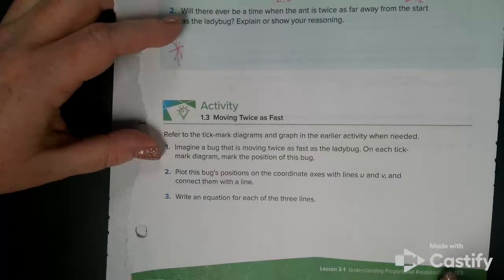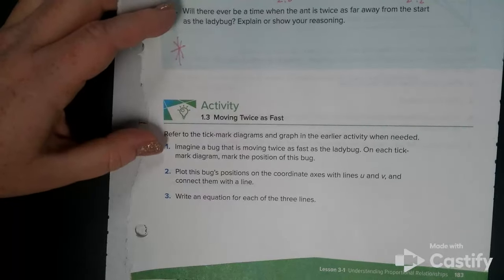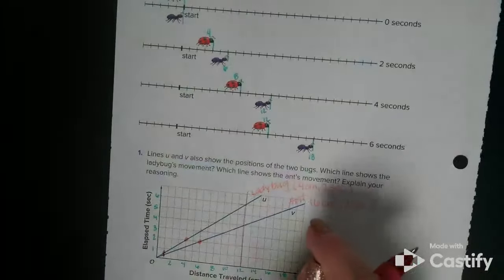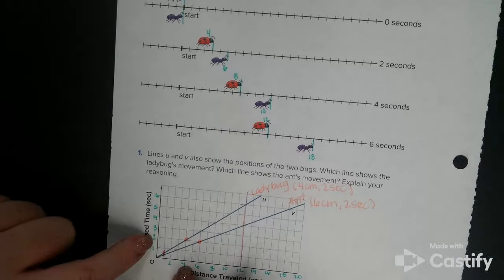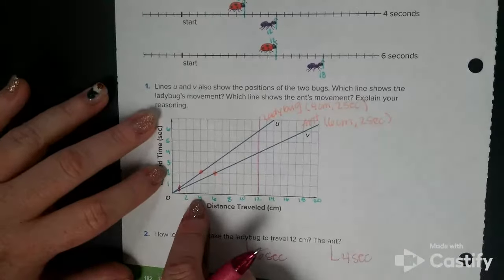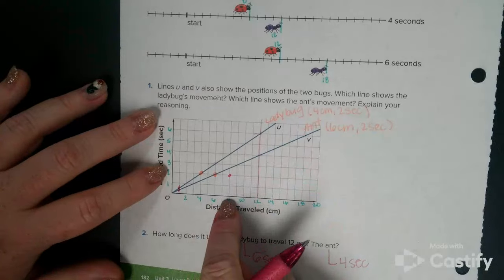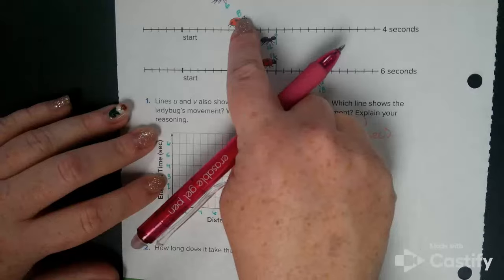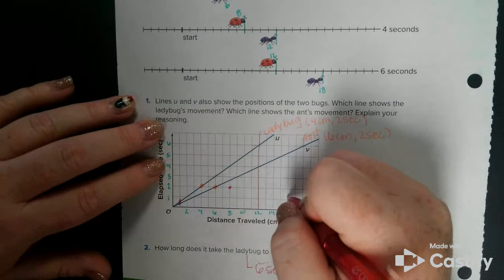Okay. 1.3 on page 183. Imagine a bug that is moving twice as fast as the ladybug. On each tick mark diagram, position the new bug. So twice as fast as the ladybug. So the ladybug at 2 seconds was 4 centimeters. Twice as fast, he'd go twice the distance. So we are going to be at 8. At 4 seconds, the ladybug was 8. Twice as far as 8 is 16. So at 4 seconds, we'll be at 16.